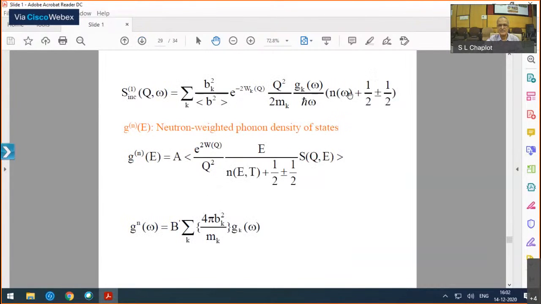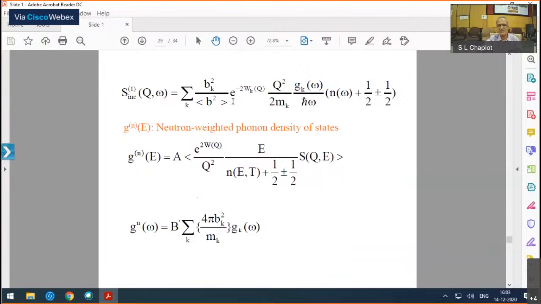All right, so this was what we said. What we define here is a neutron weighted phonon density of state. There are various terms used here. Some people call it generalized phonon density of states, but I prefer neutron weighted, to say that we are talking of a phonon density of state that is measured, which is weighted by the neutron scattering cross sections.